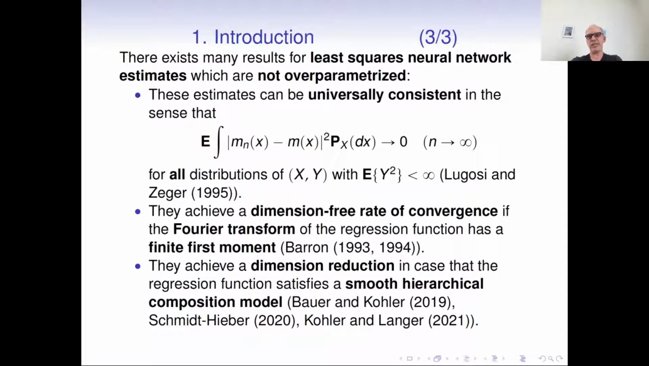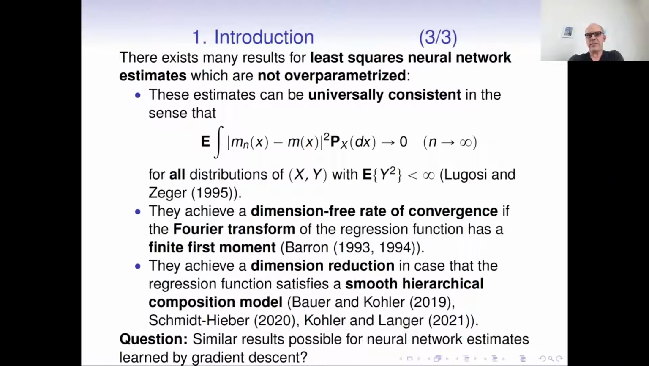They achieve a dimension reduction in case the regression function satisfies a smooth hierarchical composition model, so that the regression function is an iterated composition of functions, where each of the functions depends only on a small number of variables. And if d star is the maximal number of variables on which one of these functions depends, then you get a d star dimensional rate of convergence instead of the d-dimensional rate of convergence, where small d is the dimension of x.